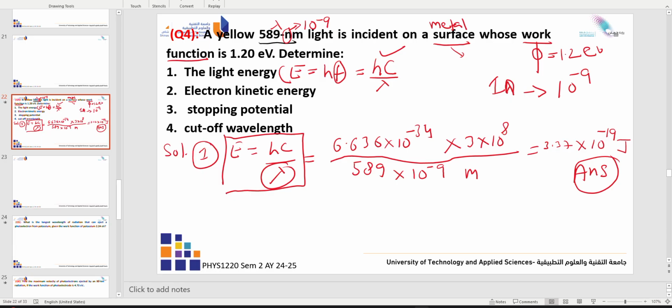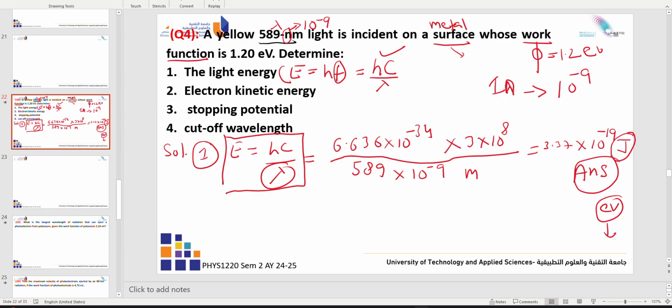We can change this to electron volts also. This depends upon the question. If they say find the energy in joules, that is the standard one, so you have to find it in joules. But sometimes the question may say find the value of the energy in electron volts. In that case, you need to convert.